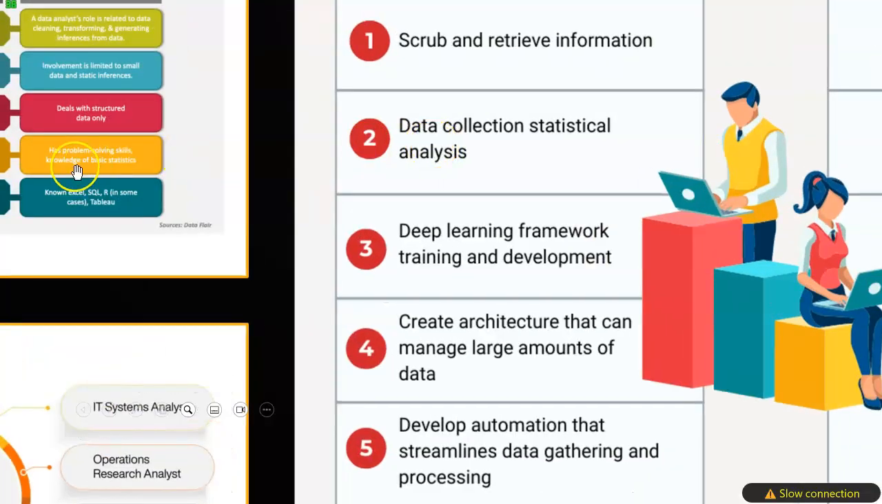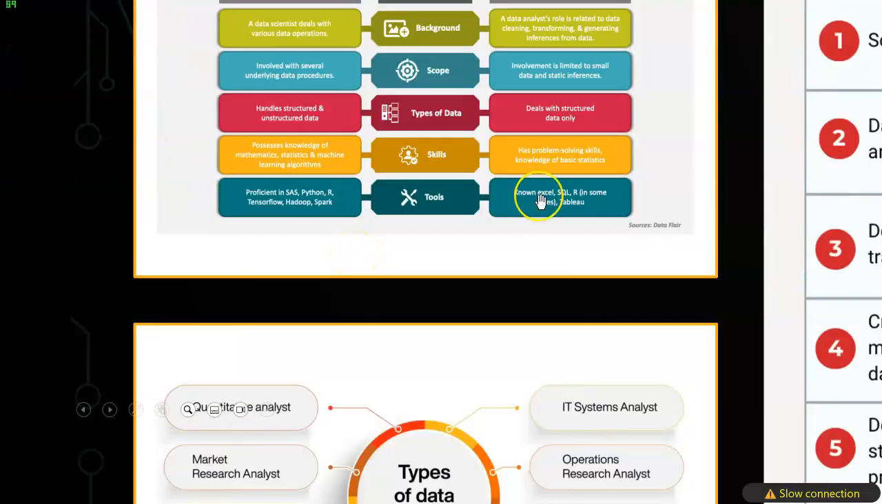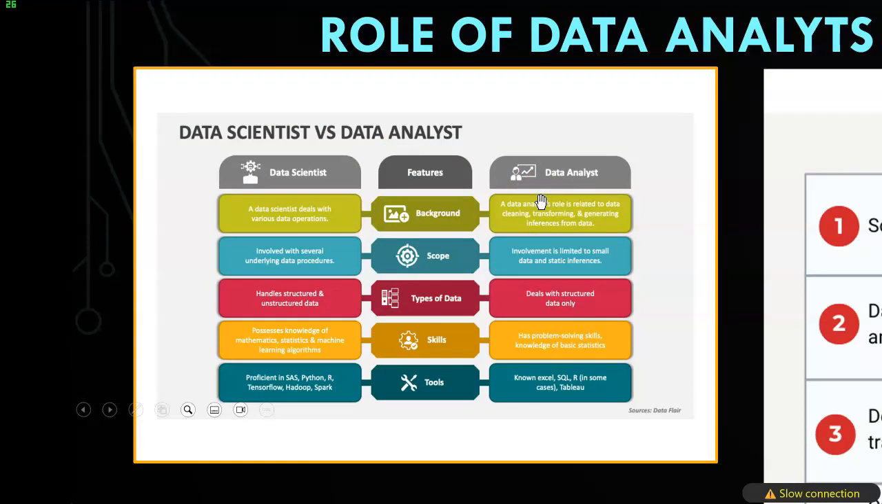Now, understanding data analytics. What do we do? What are you going to do? You are going to collect data, clean, transform, and generate actionable insights from data. In data analytics, you are limited to small data sets, not unlike data scientists that are exposed to both structured and unstructured data.